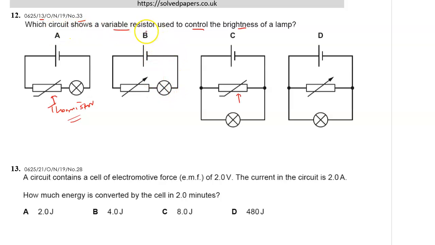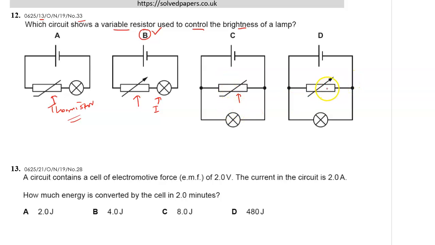So I go for B because the variable resistor here is connected in series with the bulb. So when you vary the resistance of this, you can regulate how much current is going through the bulb. And of course, when you reduce or increase the current, that will correspond to the brightness of the bulb. Okay, this is connected in parallel, and since it's the thermistor, we are not told anything about temperature here, so that should be out.